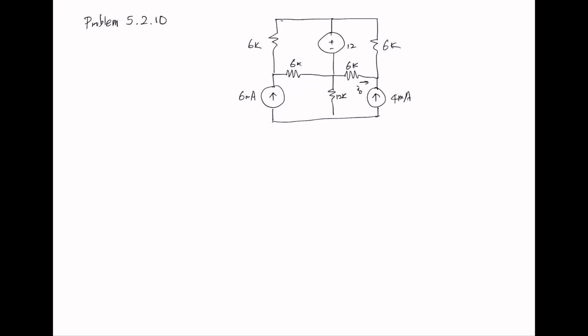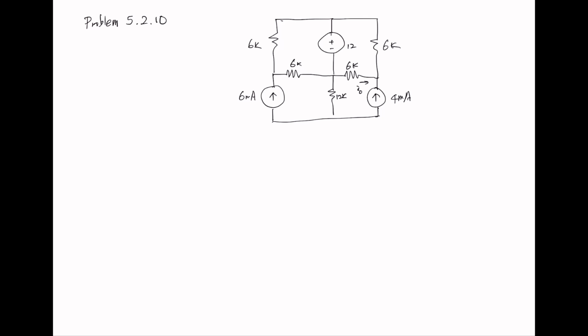Problem 5.2.10, find I sub 0 using superposition. Using superposition, we need to turn off all the voltage sources and the current sources. And by looking at this circuit, we have 3 voltage and current sources. That means we have to create 3 different circuits and find I sub 01, I sub 02, and I sub 03.